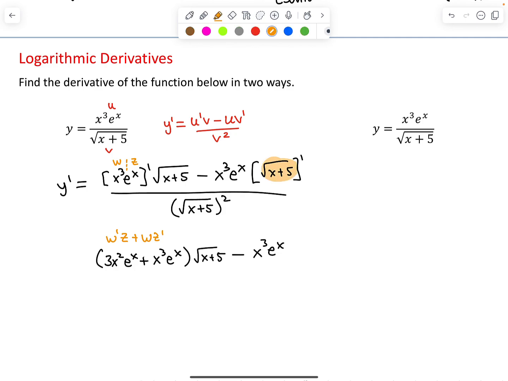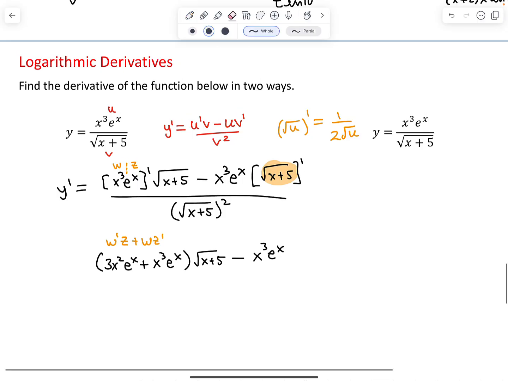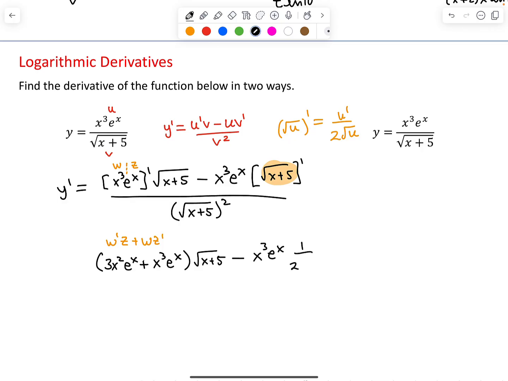Now for this derivative, I'm going to lean on the square root of a function derivative rule, which will be 1 over 2 square roots of that function, and then chain rule times a u prime, which we'll just put in the numerator there. So the derivative of square root of x plus 5 will be the derivative of x plus 5, which is just 1, over 2 times the square root of x plus 5. And then this is all over just an x plus 5.